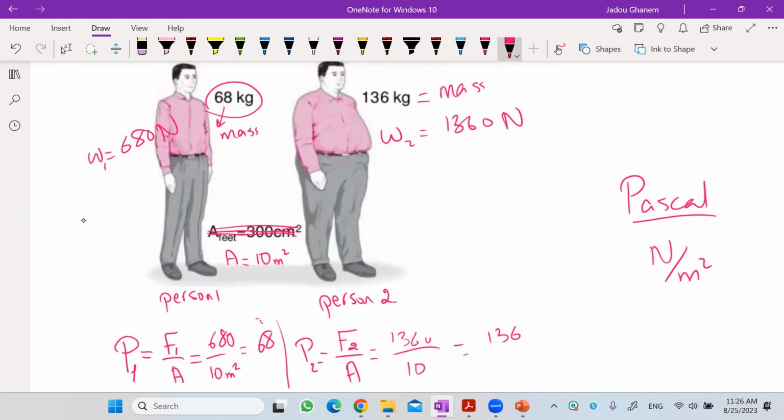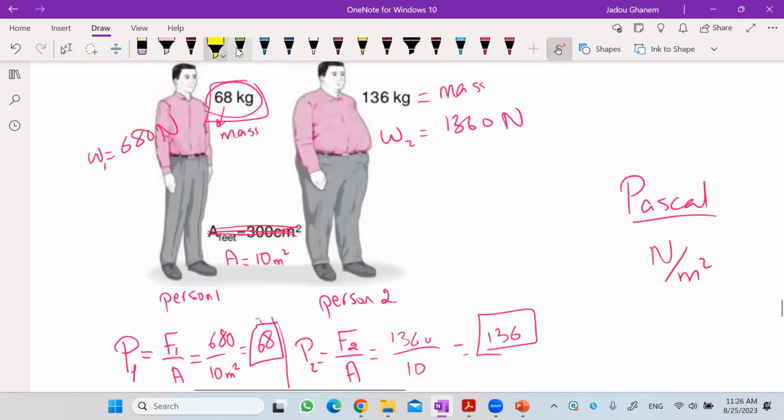If you just take a look here, sorry, the 680, so it's 68. Okay, so if you can see here, the pressure for person number 2 is approximately twice the pressure of person number 1. So as much as the mass increases, the pressure on the ground will increase more and more, right? You added the 0 for the 68. Yeah, I added the 0 since here we have the mass.